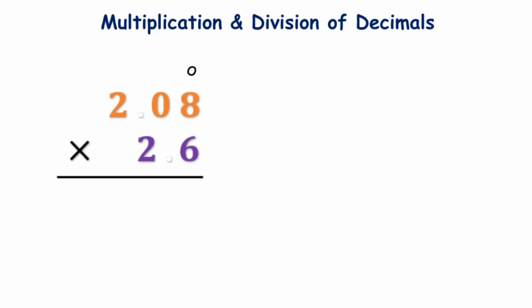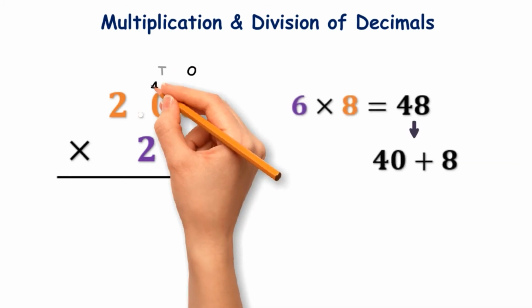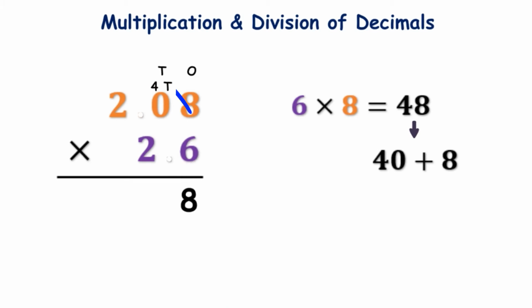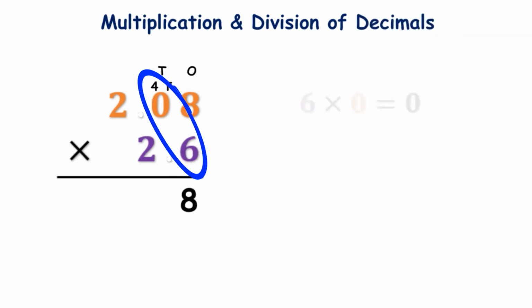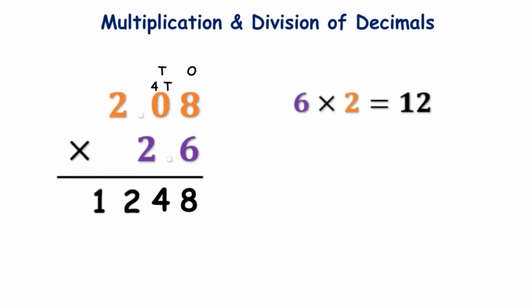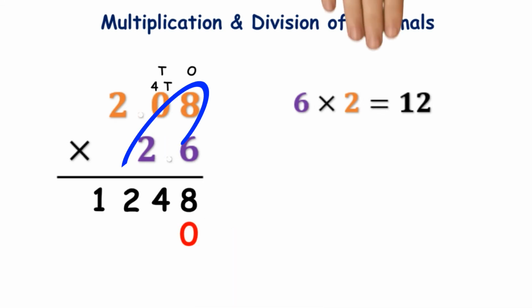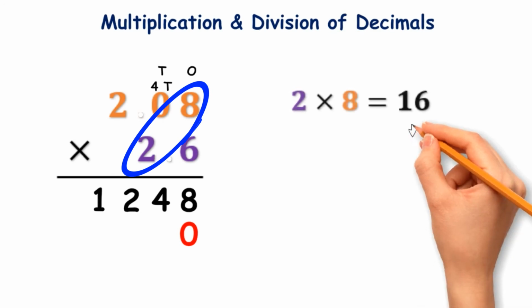Start with ones, it means 6. 6 times 8 equals 48. 40 will be shifted to the next column. We will write 8 here. Then 6 times 0 equals 0. 0 plus 4 tens equals 4 tens. And then 6 times 2 equals 12. Now with 2. Before starting with 2, we have to write 0 here. Now 2 times 8 equals 16.